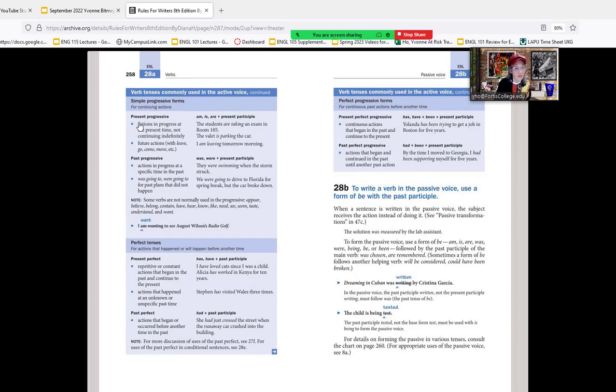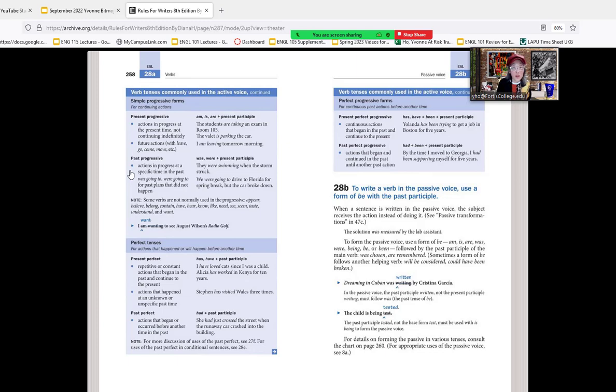And then you have the past progressive, which is actions in progress at a specific time in the past. They were swimming when the storm struck. Then you have were going to for past plans that did not happen. We were going to drive to Florida for spring break, but the car broke down.